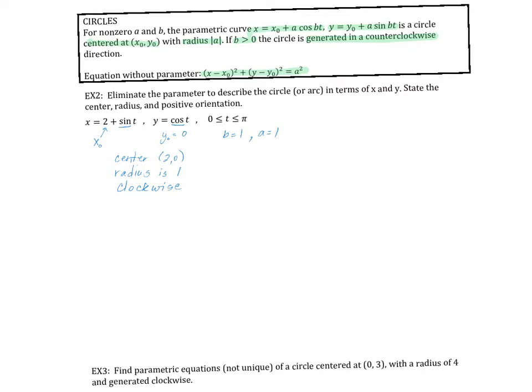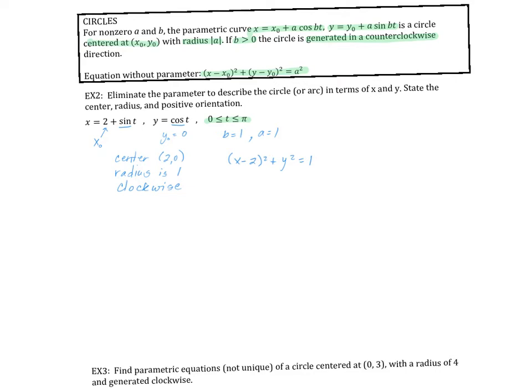So the next question is, what is the equation without the parameter? And that would just be (x minus 2) squared plus (y minus 0) squared, which is just y squared, equal to our radius squared, which is 1. All right, so is this a complete circle? Now we have to look at our t values. Our t values are only going from 0 to pi. If this were a complete circle, then it should go from 0 to 2 pi.